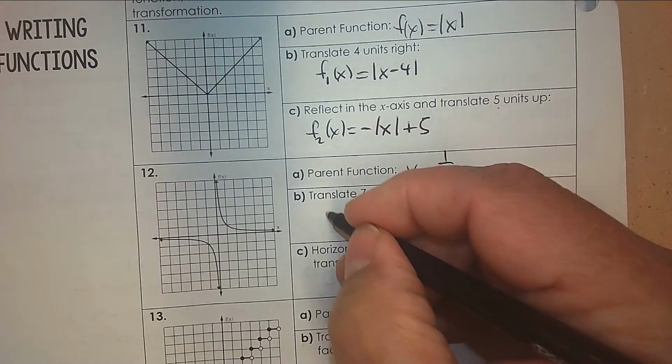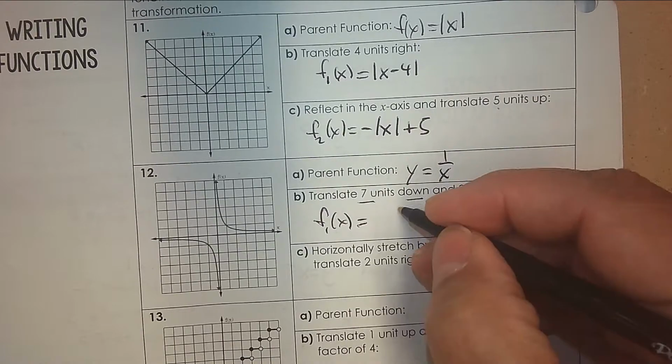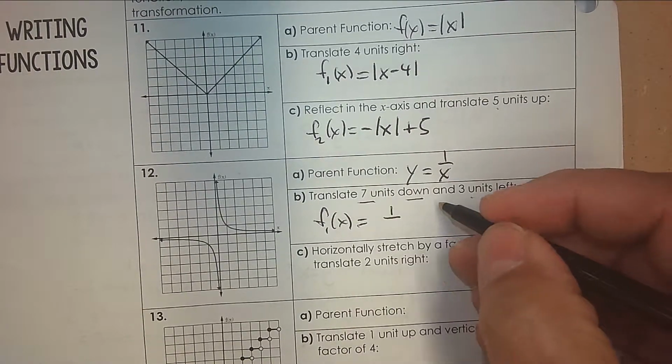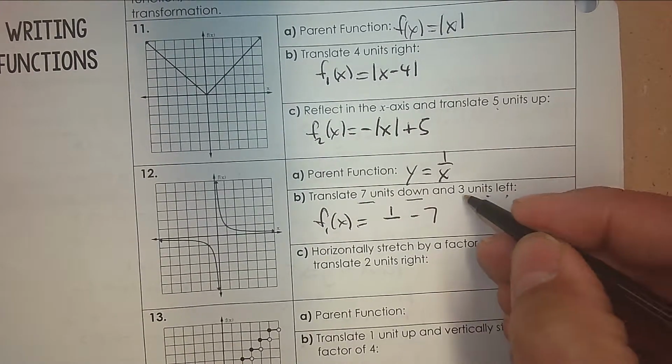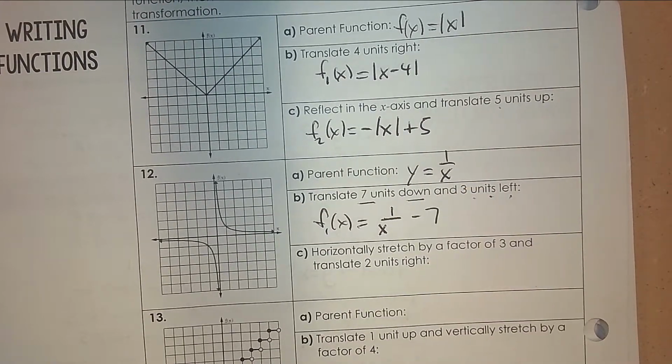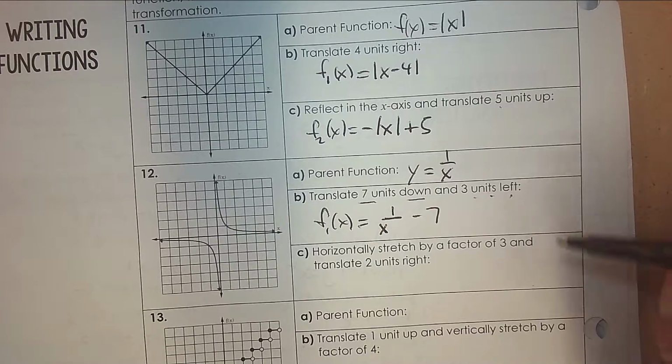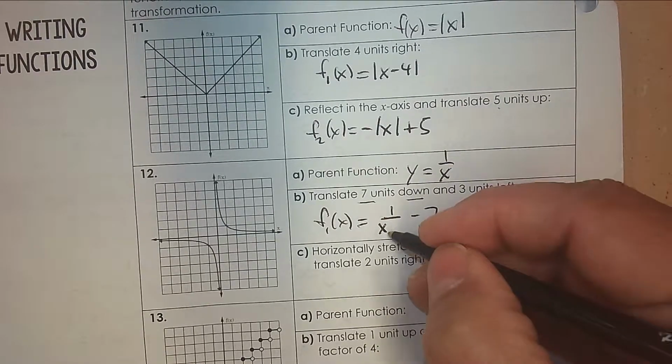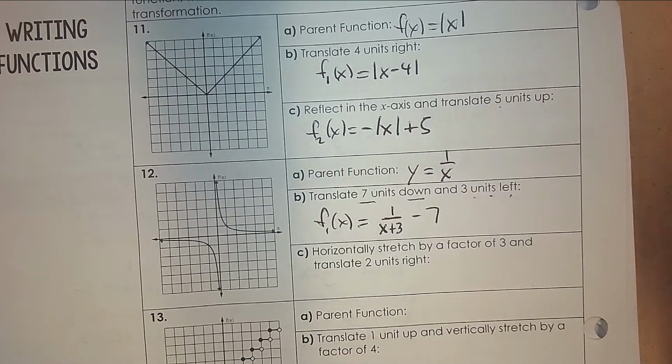So I'm going to call this f1 at x. So on the outside, it's going to go down 7. And on the inside, it's going to be inside the fraction. And it'll actually be the denominator of the fraction. And we're going to add 3 because it's the opposite direction.